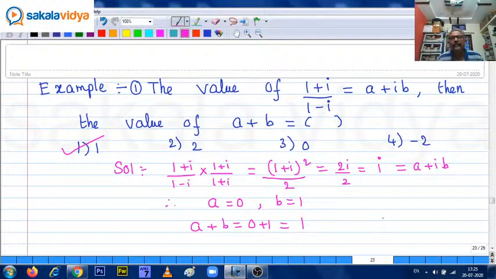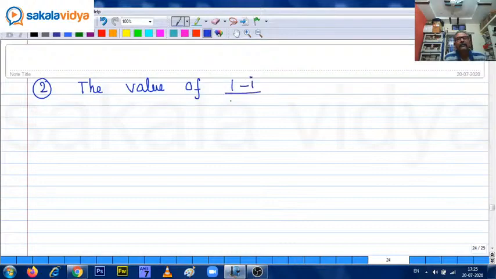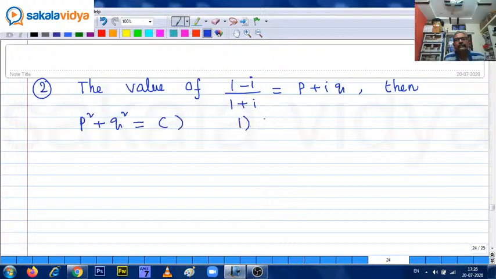This type of question may be asked in the examination also. Second question I will give, you try to solve it. If (1 minus i) by (1 plus i) equals p plus iq, then p square plus q square equals: first option 2, second option minus 1, third option 1, fourth option minus 2. You try this question, all of you. I want the solution now.